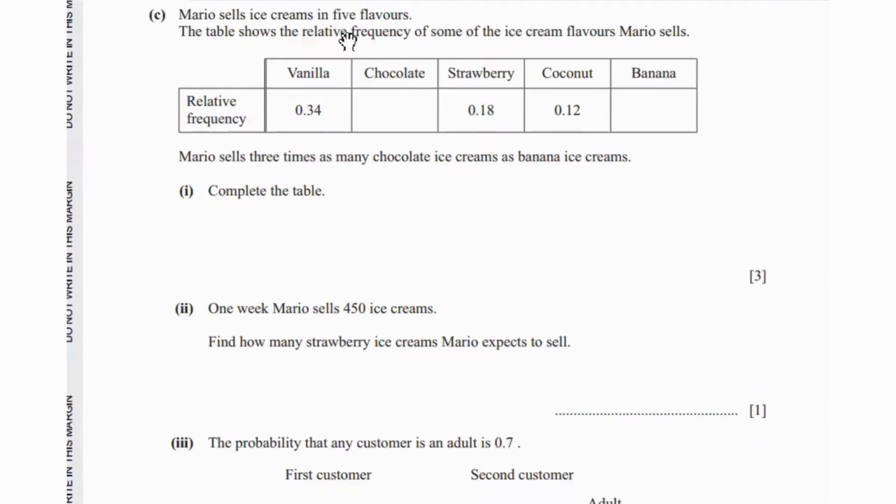Then it says Mario sells ice cream in 5 flavors. The table shows the relative frequency of some of the ice cream flavors Mario sells. Mario sells 3 times as many chocolate ice cream as banana ice cream. So if this is x, this would be 3x. So we know the sum of these relative frequencies would be 1. So 1 equals 0.34 plus 3x plus 0.18 plus 0.12 plus x. X being the relative frequency for selling banana flavor and thrice of that is for chocolate.